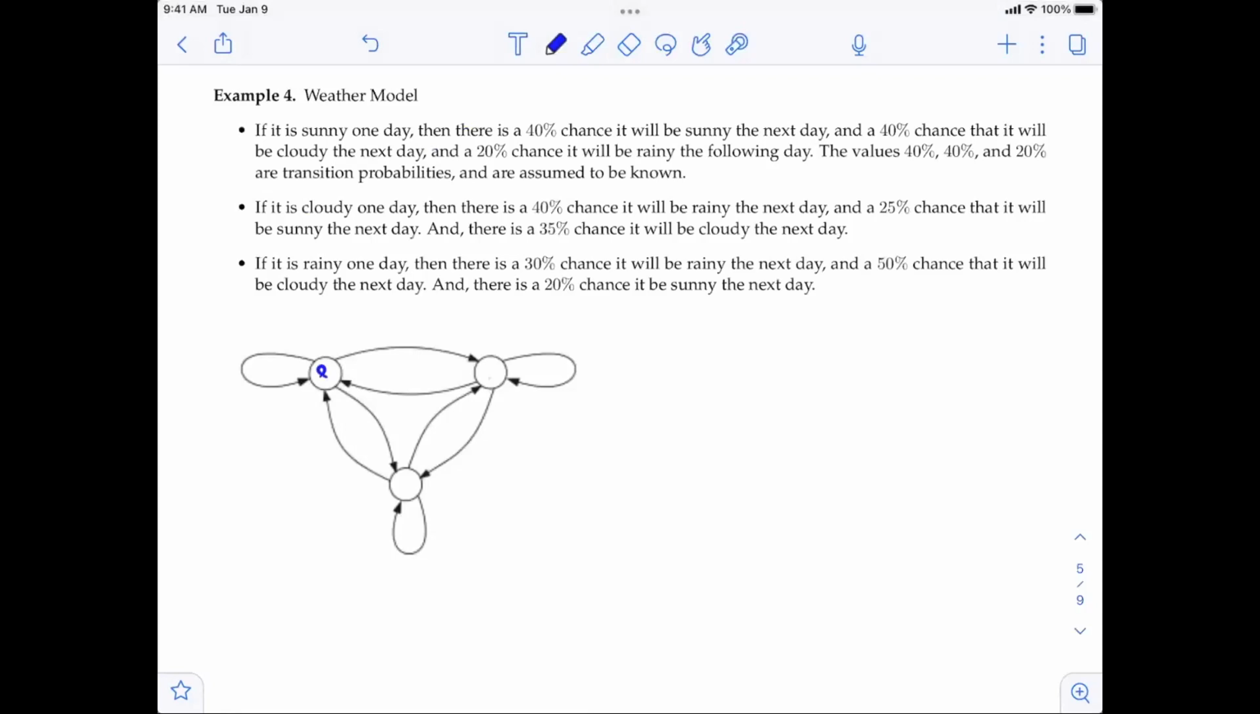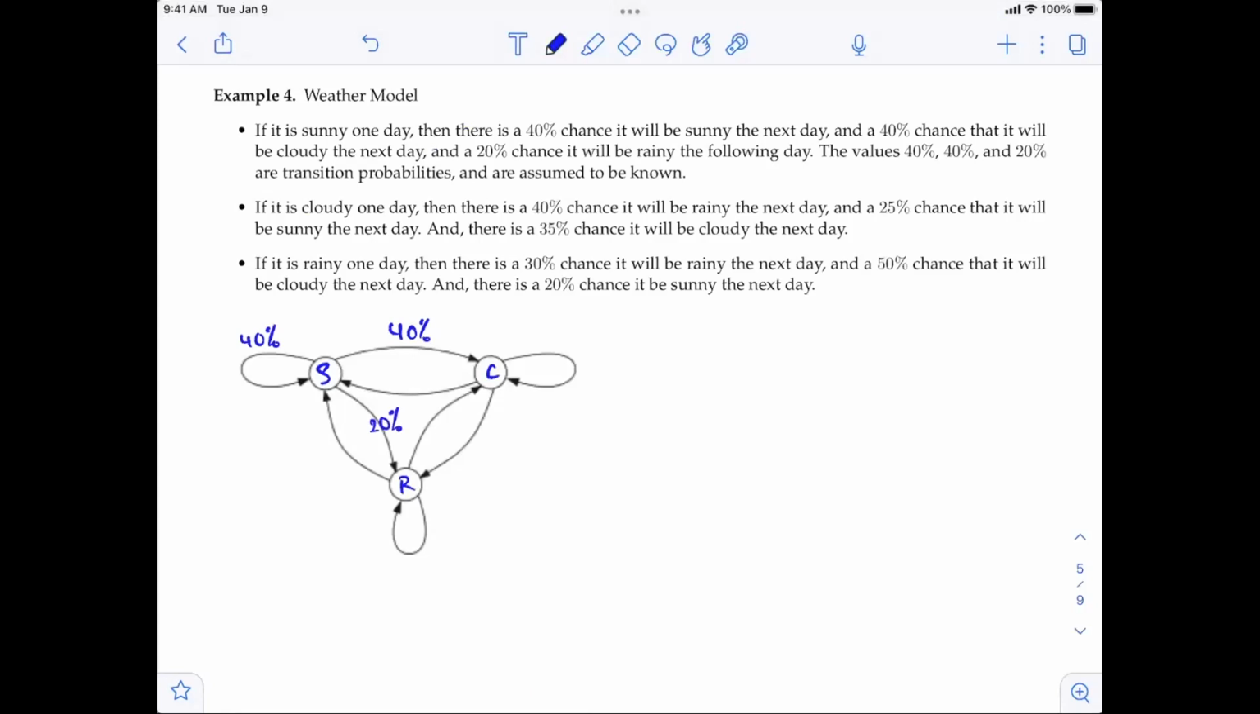Right? So I'm going to put that sunny, cloudy, and rainy. Okay. And they say that if it's sunny one day, then there is a 40% chance it will be sunny the next day. So there's a 40% chance that could happen. And a 40% chance that it will be cloudy the next day. And a 20% chance it will be rainy the following day. So a 20% chance that could happen.